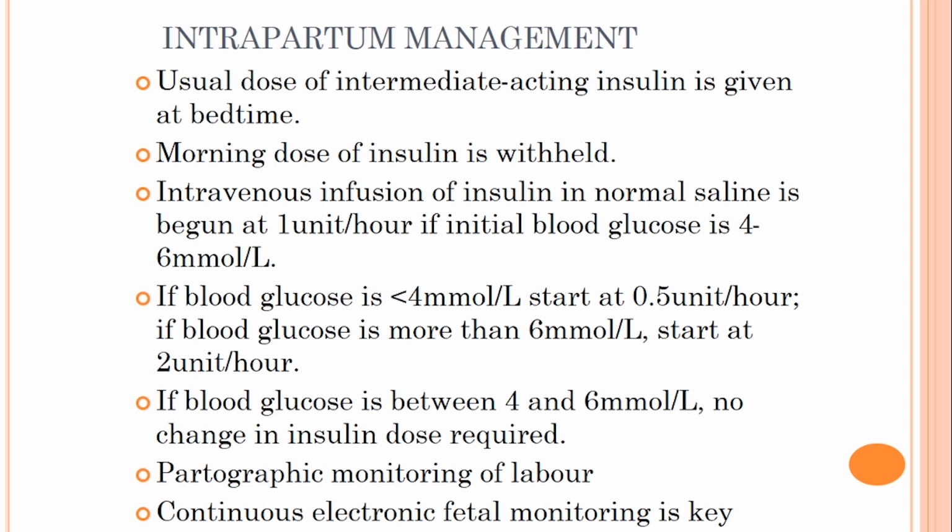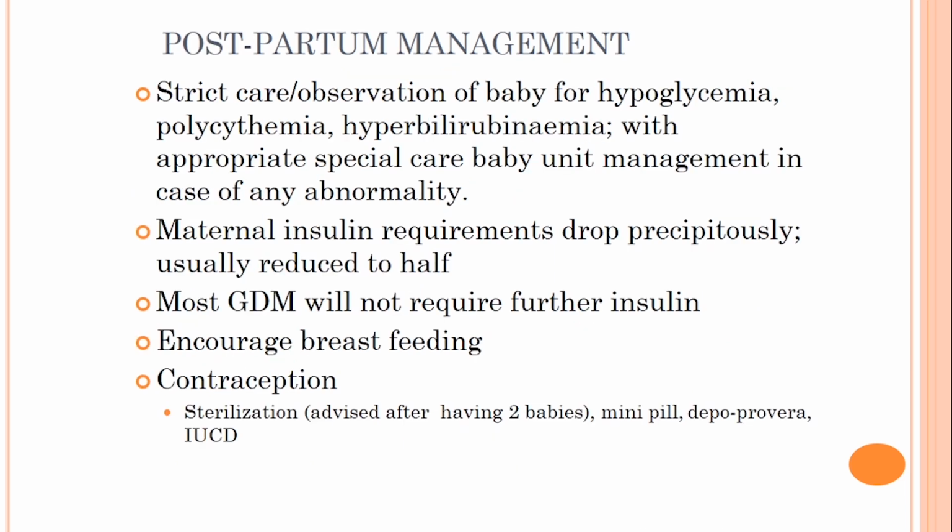However, if blood glucose is less than 4 millimole per liter, then the infusion rate is halved to about 0.5 units per hour, and if the glucose value is more than 6, then the insulin infusion dose is doubled. If blood glucose is between 4 and 6 millimole per liter, which is the target expected, no change in insulin dose is required. Of course, there should be partographic monitoring of labor with continuous electronic fetal monitoring.